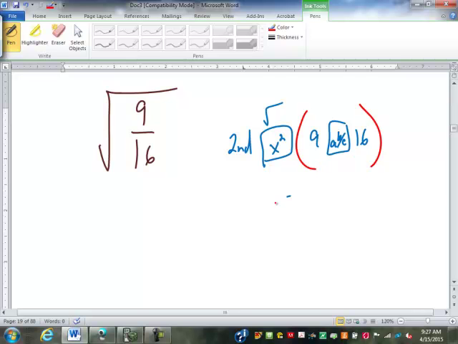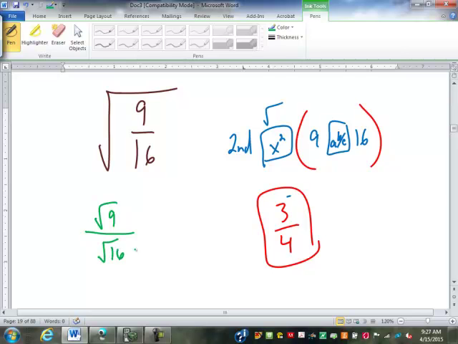3/4 is the answer, yes. So even if you forgot the closed parenthesis, sometimes it does it right. What's happening is the square root of 9/16 can actually split up into the square root of 9 over the square root of 16.